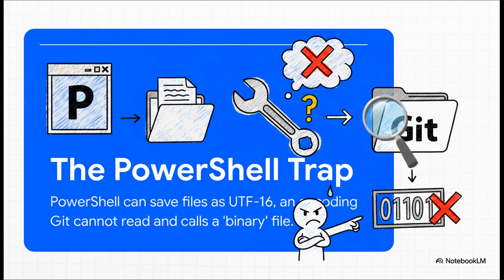So here's what's actually going on. On Windows computers, if you create a file using certain commands in the PowerShell terminal, it can sometimes save that file with a special kind of text formatting or encoding called UTF-16. Now, Git just has a really hard time reading this particular format, so it basically gives up and just calls it a binary file, even though it's still just text to you and me.